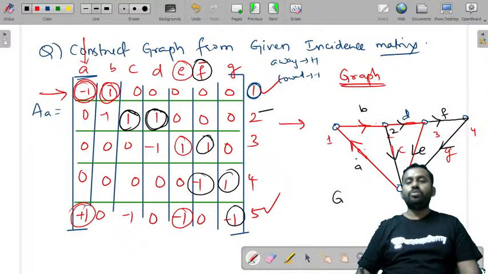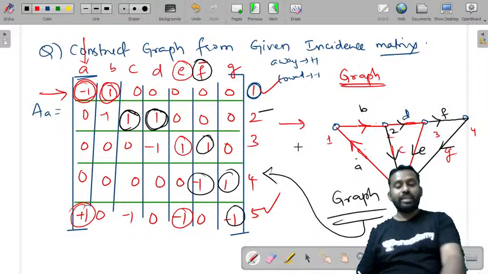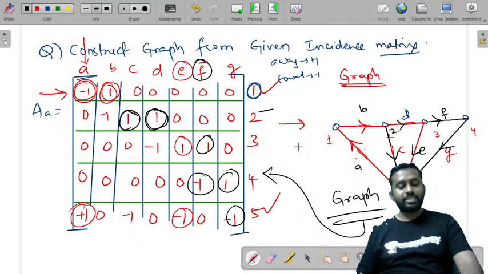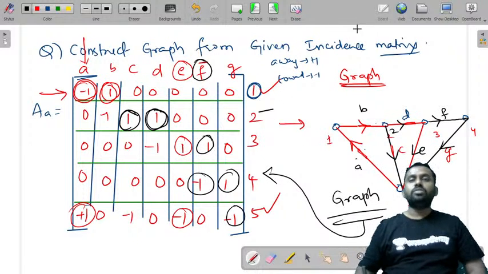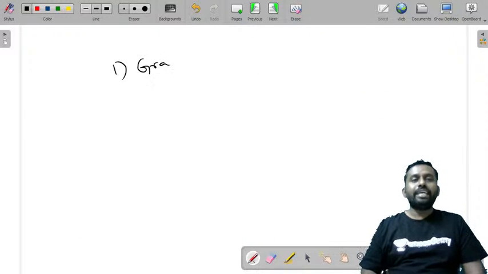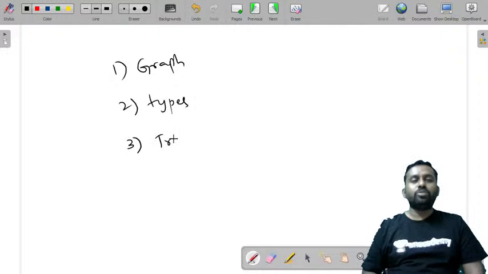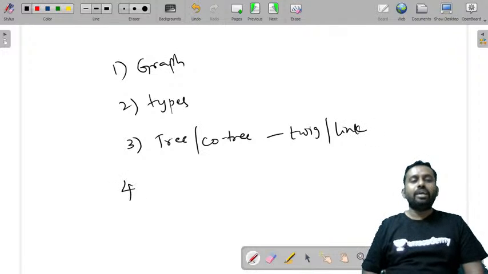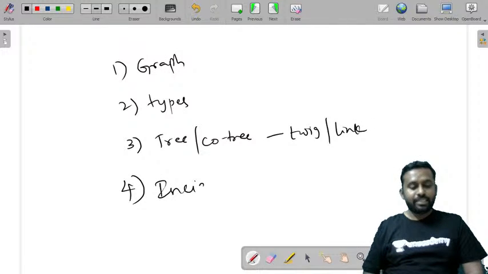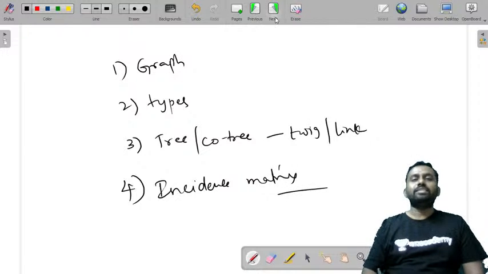So this is how you will obtain a graph from the given incidence matrix. This is also very important. In one of the university examinations, this question was asked. So this is all about today's session. We have seen what a graph is and the different types of graph, and I also told you about tree and co-tree along with twig and link and their formulas, and we have seen what an incidence matrix is.